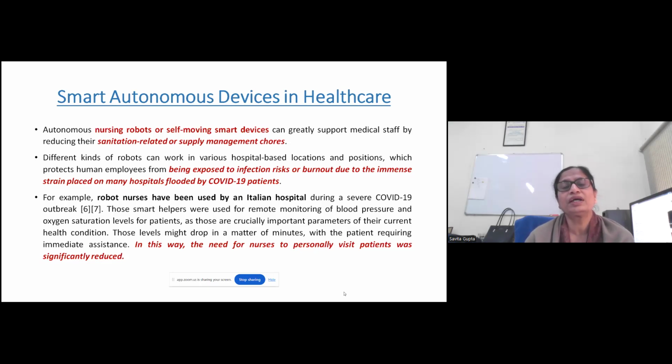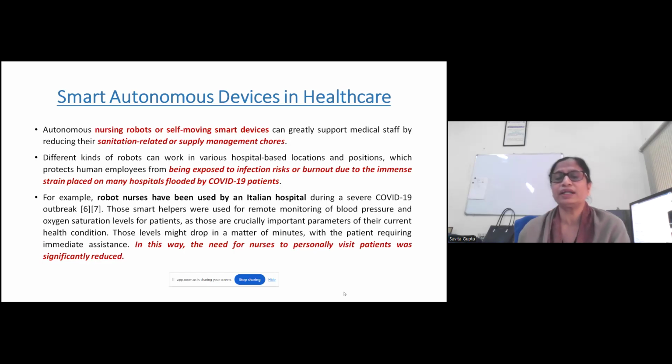So robots are replacing some of the sources in the hospitals. Different kinds of robots can work in various hospital-based locations, which protects human employees from being exposed to infectious risks or burnout due to the immense strain placed on many hospitals. Everybody is a witness to the use of these nursing robots in the pandemic, especially the COVID-19 pandemic, when people were avoiding the human touch. Most of the work was automated by nursing robots. For example, robot nurses were used by an Italian hospital in the severe COVID-19 outbreak.